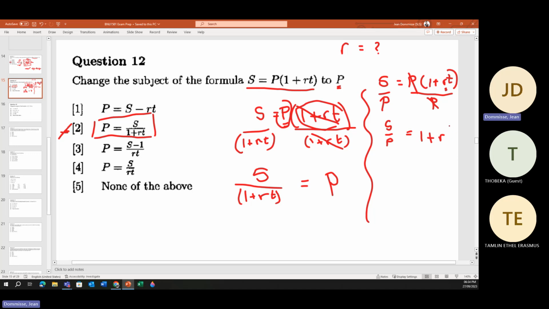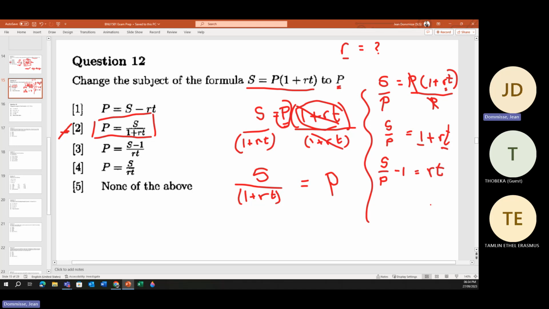Doesn't that want to? 1 plus RT. Then I'm like, okay, but I want to get to RT. So first I need to get rid of a 1. So I will subtract on both sides by 1. So then on this side, it would have disappeared.